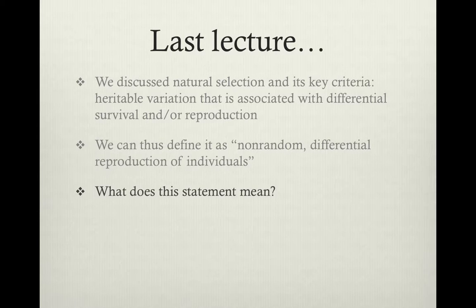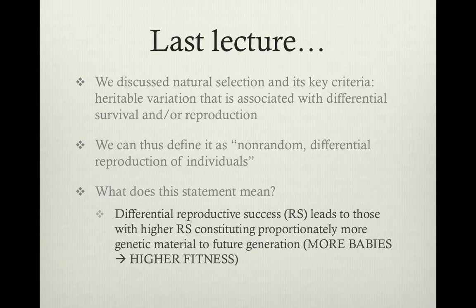Well, what does this statement mean? What it means is that differential reproductive success, i.e., having different numbers of offspring, leads to those with higher reproductive success having a higher overall fitness and contributing proportionately more genetic material to future generations. So, having more babies leads to higher fitness. Now, of course, we know that it's not simply enough to have those babies. Those babies must go on and survive to reproduce. But in general, the best way for an individual to increase their fitness is through increasing their individual reproductive output.